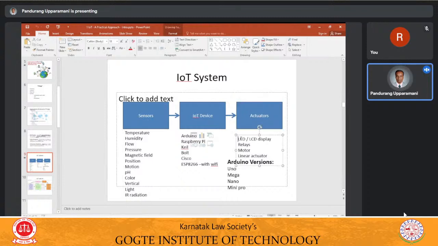Okay, then the last block, that is where the output is grabbed or used to process the system. The LED and LCD display is one example of the actuator. The relays, which are electromagnetic in nature, are actuators. Then motors can be controlled in the agricultural domain. Then linear actuator, something moving in a straight line, is known as a linear actuator. So these kinds of things are actuators. So input, IoT device, then the output. This is the block diagram of a simple IoT system.